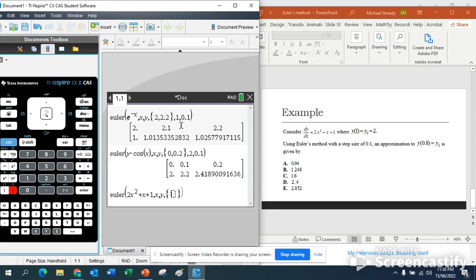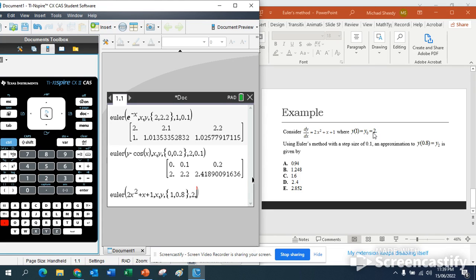Now we need to read this question very carefully. The initial condition for x is 1, y of 1 equals 2. So x is 1, and we need to figure out where we want to find the solution. What x value do we want to find the solution for? So if we read this question really carefully, it says find an approximation to y2, but y2 occurs when x equals 0.8. So x max is 0.8. Moving out of the braces, comma, the initial condition for y is 2, comma.